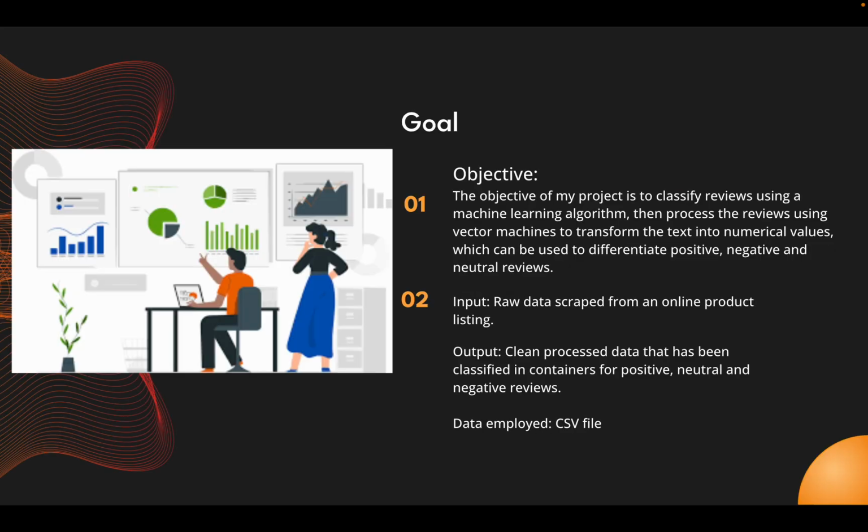So the goal for my project was, for short, to classify reviews using machine learning algorithms and then process the reviews using vector machines to transform the text into numerical values. This is to help the machine learning process. So I'm planning to split positive, negative, and neutral reviews.